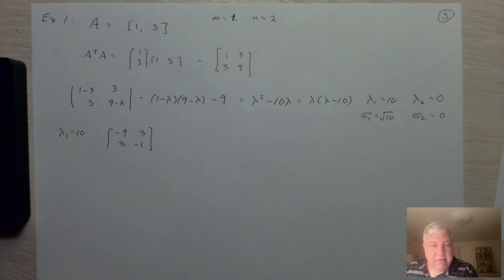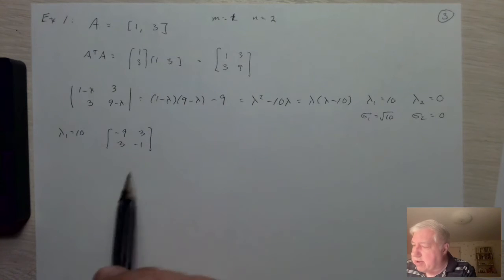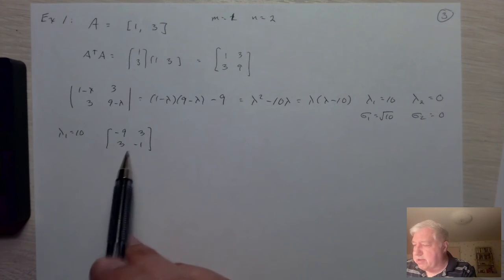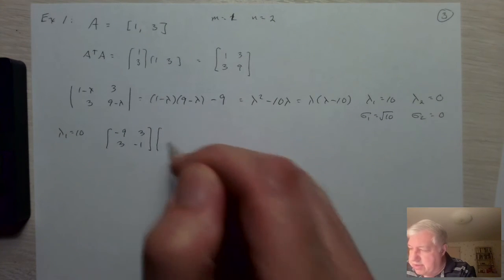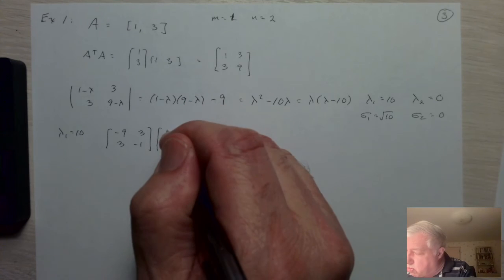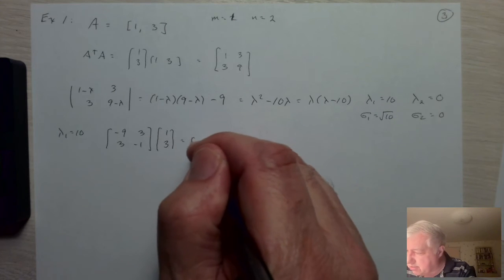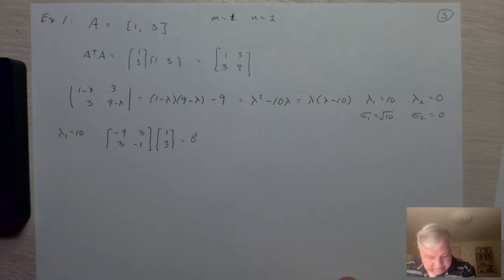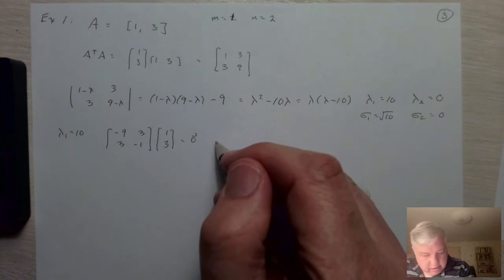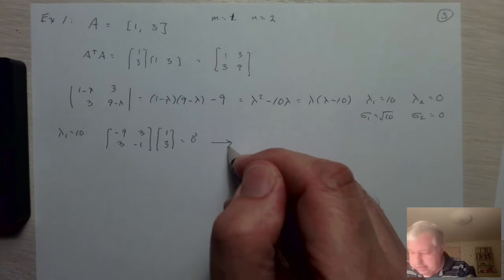I'll spare you some of the details, but I think it's pretty clear. We can see that these rows are multiples of each other, and hopefully it's clear that the solution will be 1, 3. This column vector 1, 3 will be an eigenvector. So this is our eigenvector, and we want to normalize this.